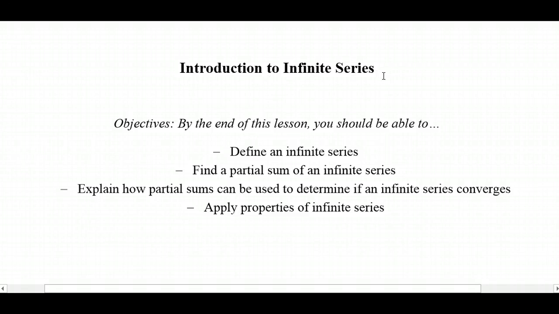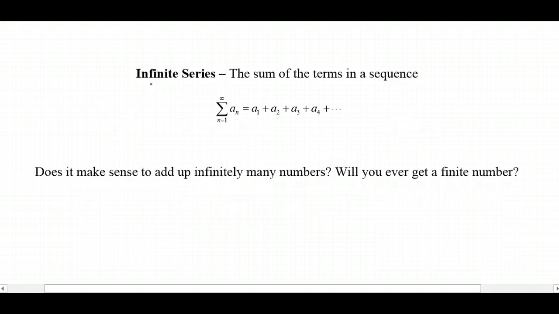Introduction to Infinite Series. Objectives. By the end of this lesson, you should be able to define an infinite series, find a partial sum of an infinite series, explain how partial sums can be used to determine if an infinite series converges, and apply properties of infinite series. An infinite series is the sum of the terms in a sequence.